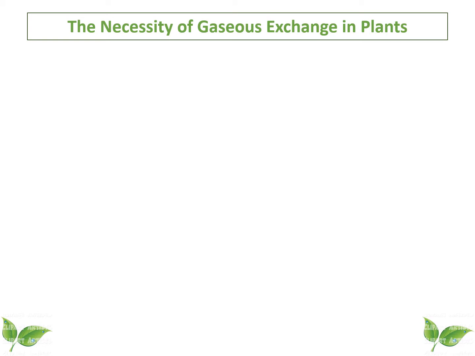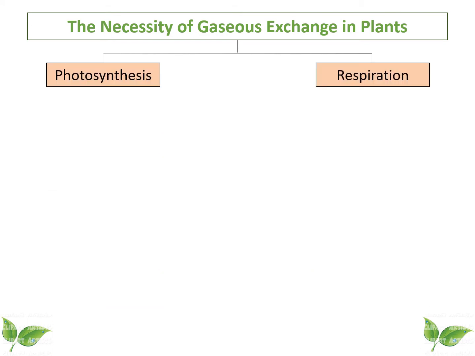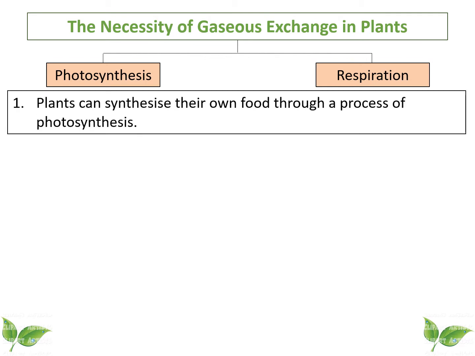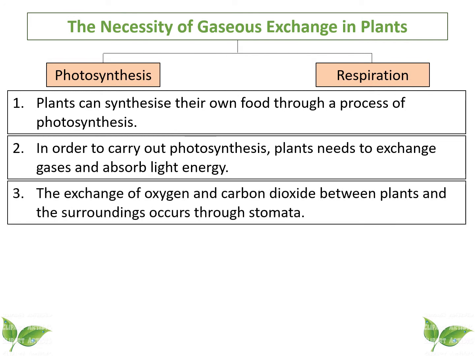The necessity of gaseous exchange in plants. Plants can perform two biological processes, photosynthesis and respiration. Unlike animals, plants can synthesize their own food through a process of photosynthesis. In order to carry out photosynthesis, plants need to exchange gases and absorb light energy. The exchange of oxygen and carbon dioxide between plant and the surrounding occurs through stomata. So gaseous exchange is very important for plants.